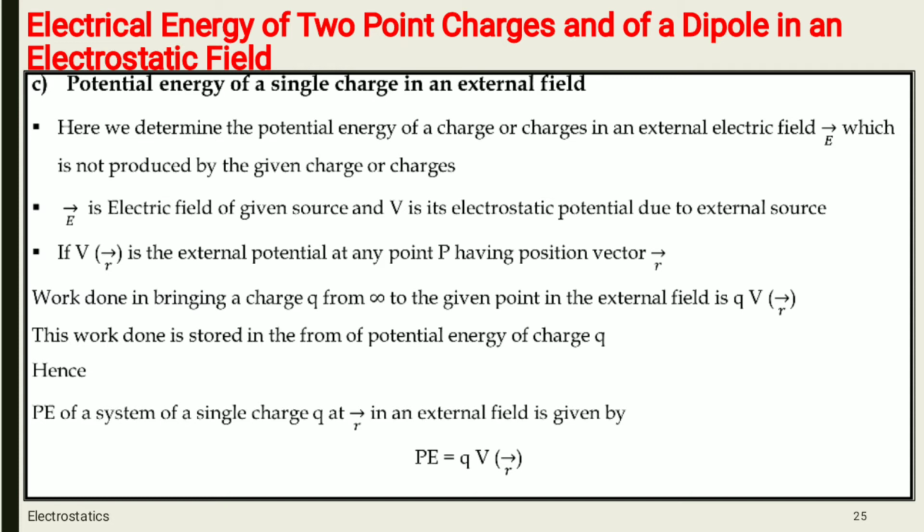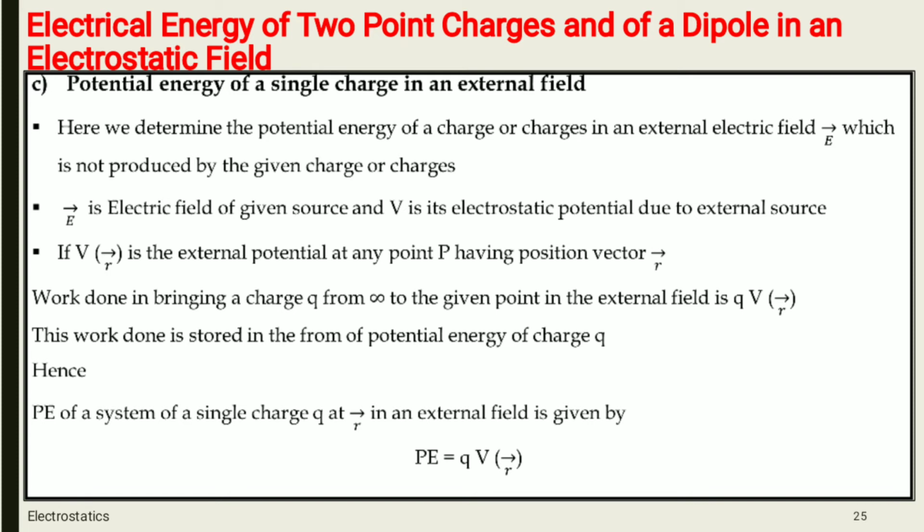So if we have placed one charge in an external electric field, then we have considered one point P where the external potential at point P from position vector R is what, V(R). Now work done in bringing a charge Q from infinity to a given point in an external field is Q into V(R), that is Q into the potential of that point.